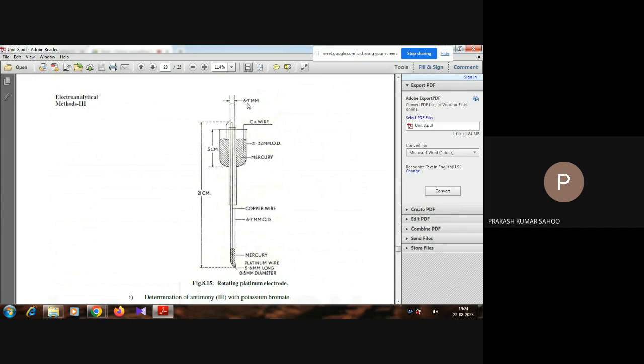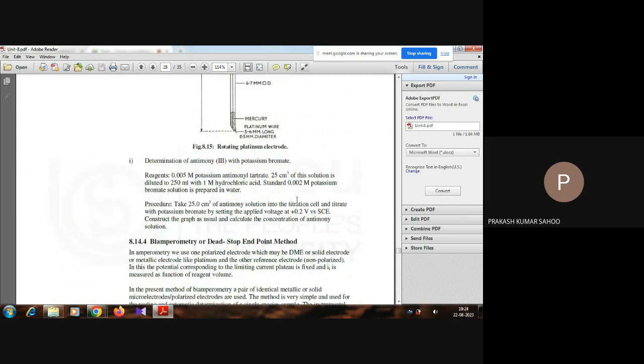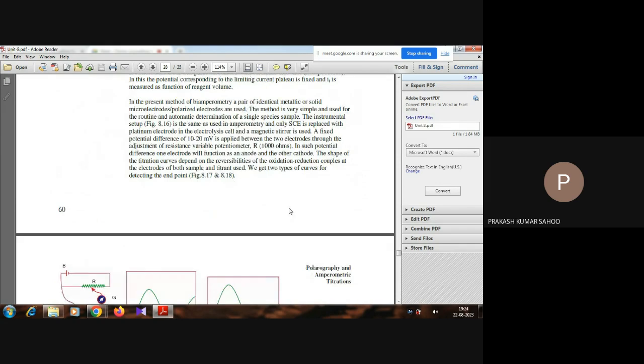So this is the width, this is the copper wire, this is the mercury, this is again the copper wire, then here there is platinum wire. Then determination of antimony with potassium bromide. Just read these things, this is very much similar. Then by amperometry or dead stop endpoint method.